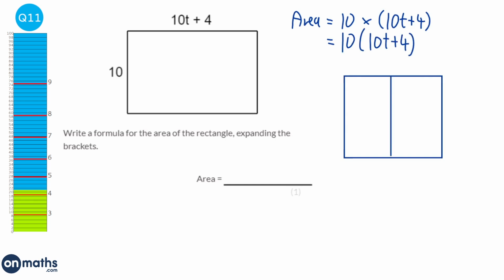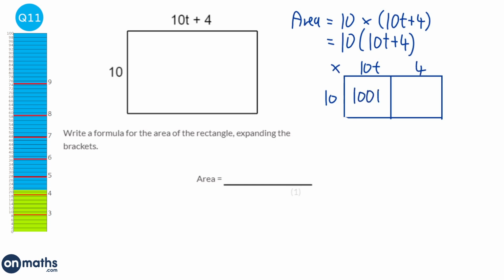I'm going to just do the grid method, but whatever method you prefer. Actually, I've done too many here. Let's get rid of that. So we've got 10 times 10t plus 4. So we're timesing them, so 10 times 10t, 10 times 10 is 100, so it'd be 100t, 10 times 4 is 40. So our answer will be 100t plus 40.